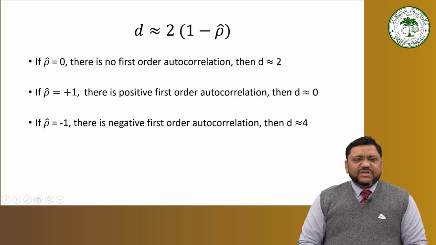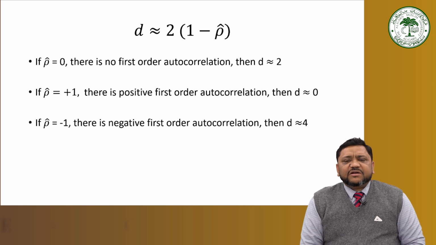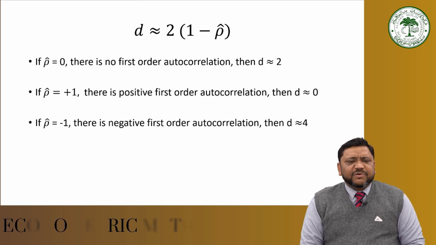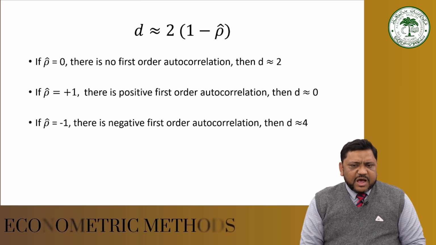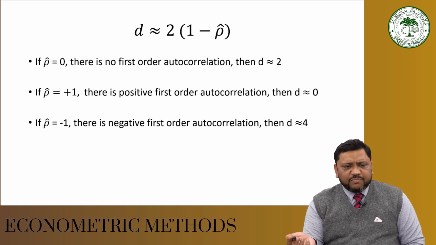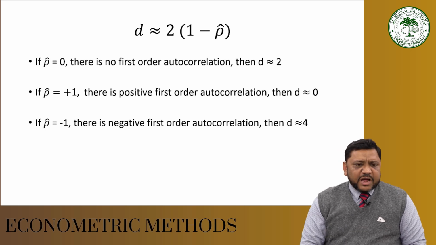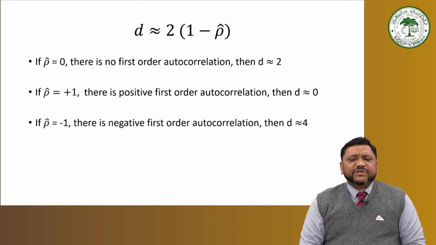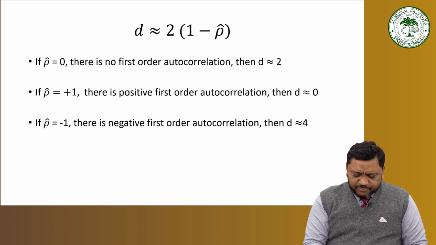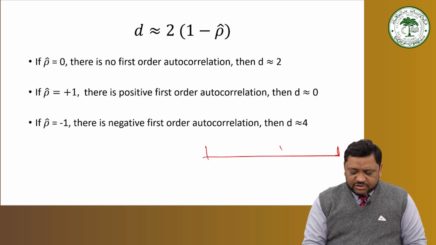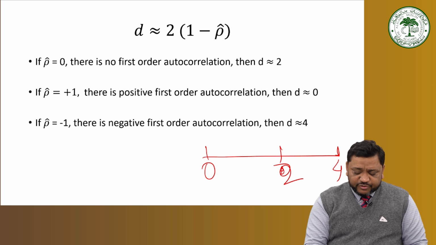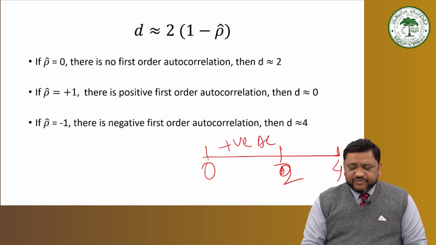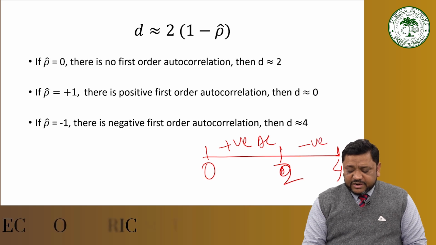Now see, there is a rule of thumb which says that the value of Durbin-Watson statistics will range from 0 to 4, and the rule of thumb is if it is 2, then it's not a problem, because when it is 2, the rho hat becomes 0. If it is between 0 and 2, then we say it is positive. This is a rule of thumb, not an exact thing, but we have this. It is 0 over here, 2 over here, and 4 over here. If it is between 0 and 2, we call it positive autocorrelation. If it is between 2 and 4, we call it negative autocorrelation.